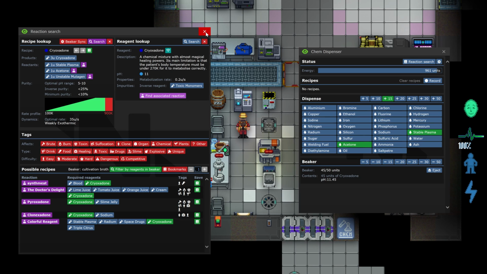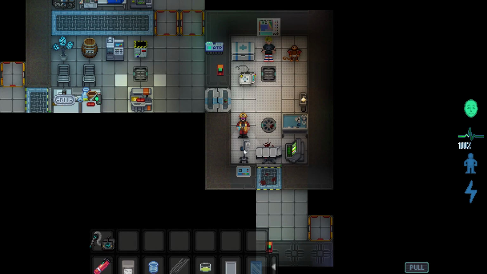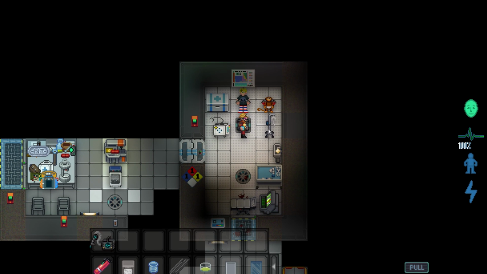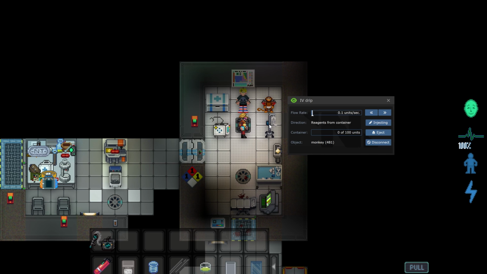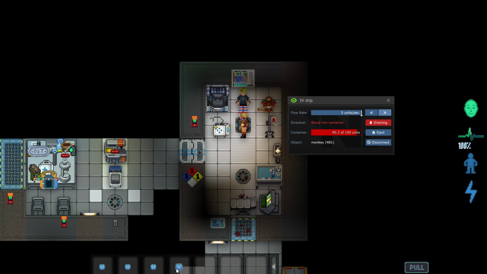chemicals from the bottles. The second reagent that we will need is the blood, and I can donate some blood from this monkey. I can do this by attaching the IV drip, changing the direction from injecting to drain, maximizing the flow rate, and wait until the blood is taken from this monkey. It has 200 units of blood, so 100 is okay. But just in case, we can give the iron pills to the monkey so that it will recover the blood levels faster.